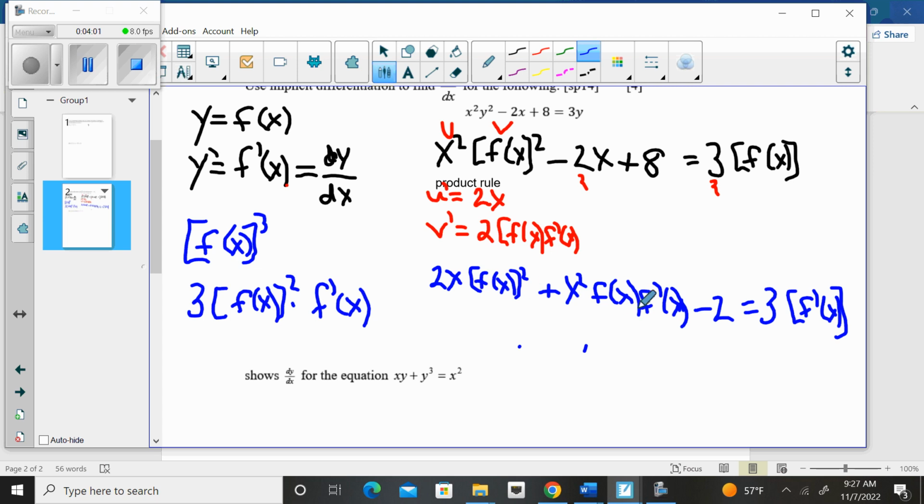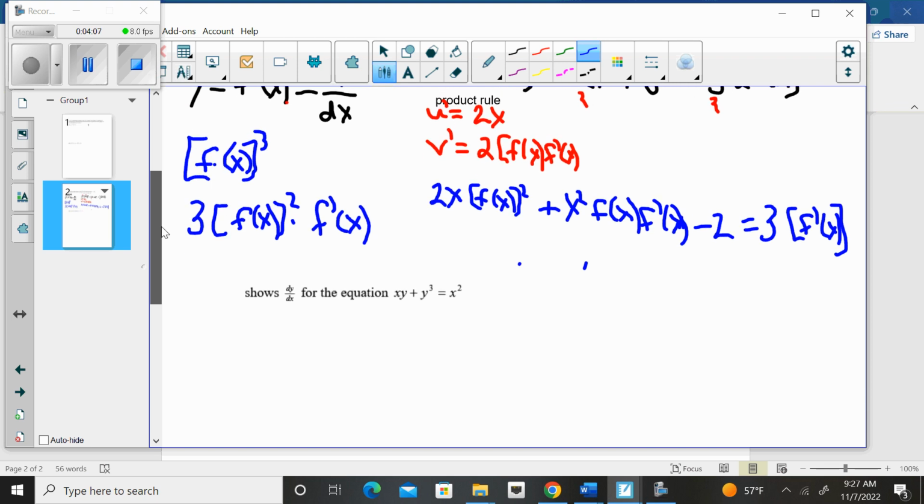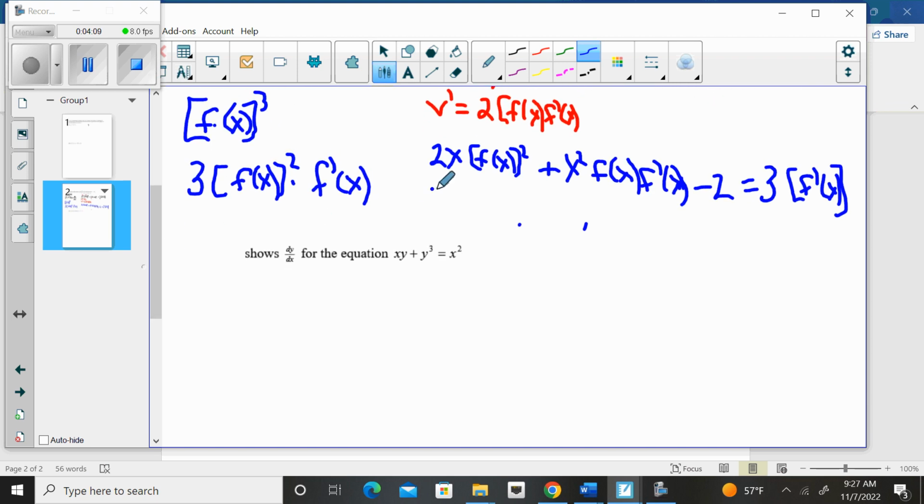Right, so this is to give you conceptual understanding to see that we get that extra y prime from the chain rule. Now when I go to do my cleanup step, everywhere I see an f of x, I get to just put a y. And everywhere that I see an f prime, I get to just put a y prime.